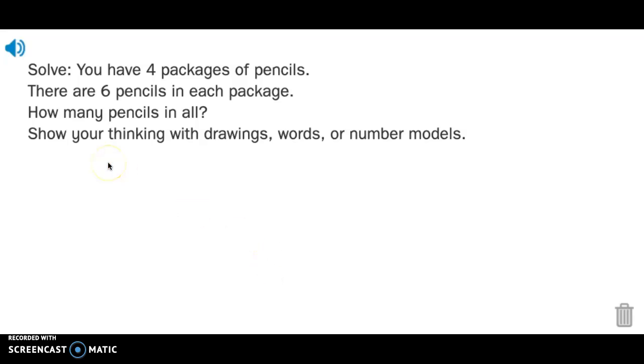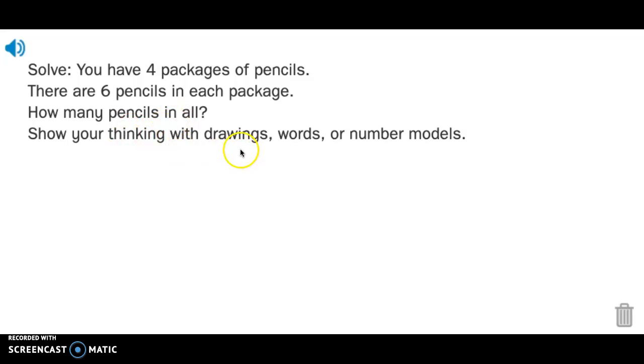Okay, so let's figure out what we know first. You have 4 packages of pencils. So already you know how many groups you can draw if it says 4 packages of pencils. I wonder if we know how many are in each group. There are 6 pencils in each package, right? A package is a group of something, so there's 6 in each. You know you have 4 packages of 6 pencils. Anyone wants to know how many in all? And when we hear in all, we mean all together.